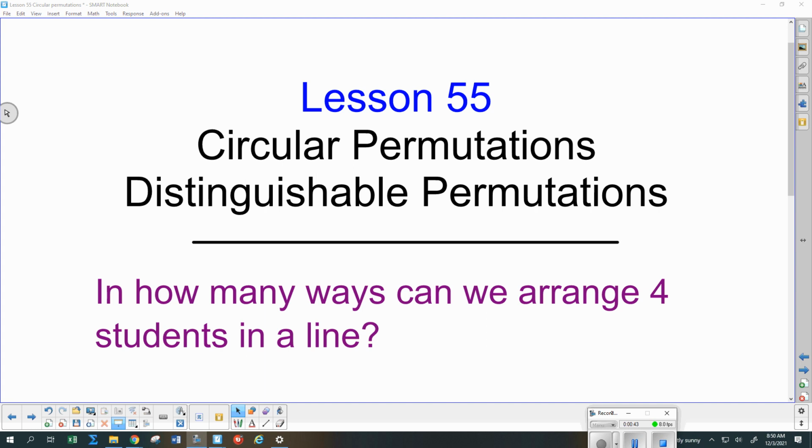Our starting point, if I have 4 students and I put all 4 of them in a line, how do I set that up to solve that, Kane? So I'll draw my little row, all 4 spots, since I'm going to arrange all 4 students. 4, 3, 2, 1, and what do we get if we multiply that out? 24.